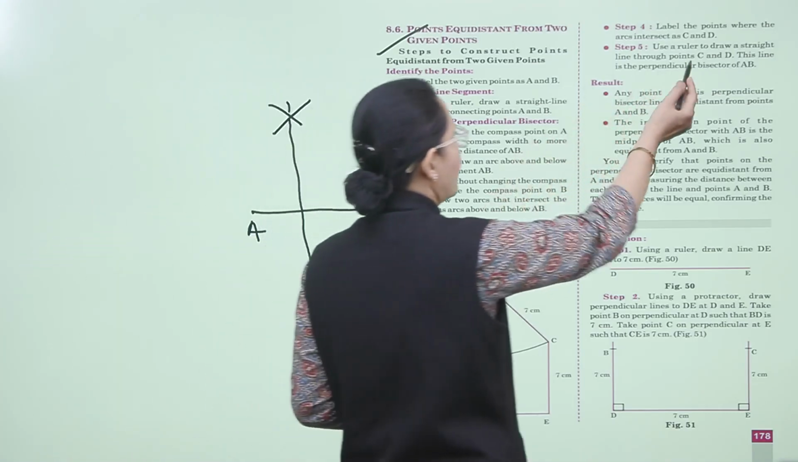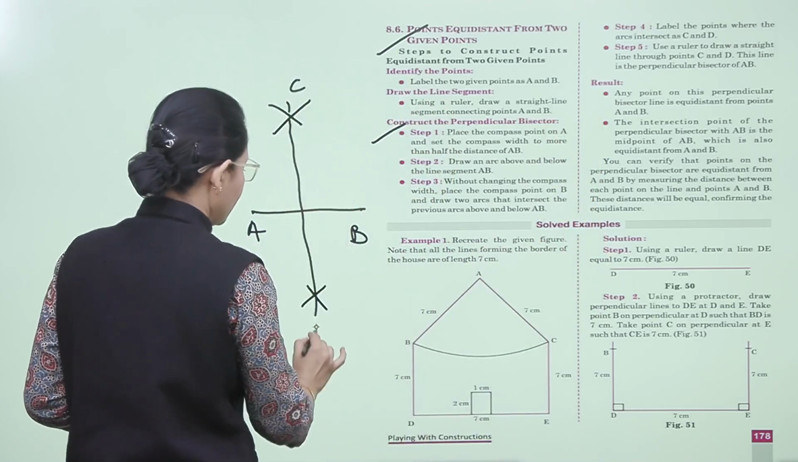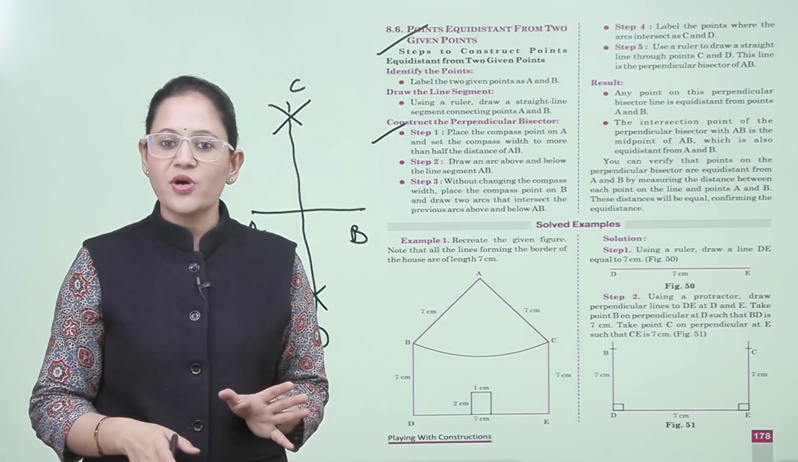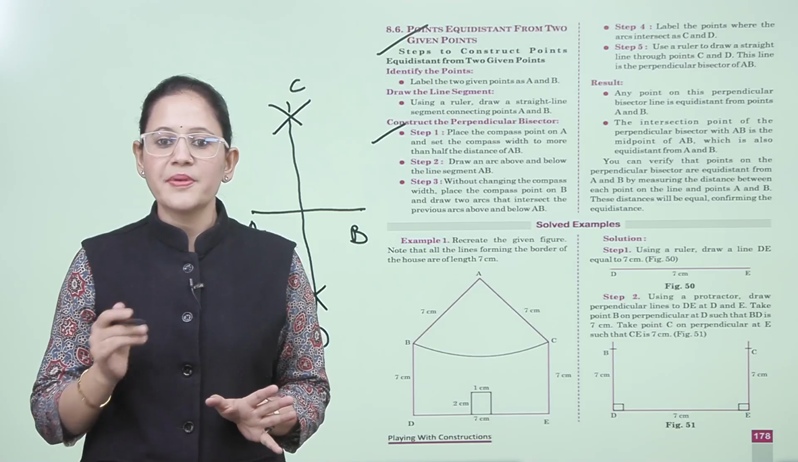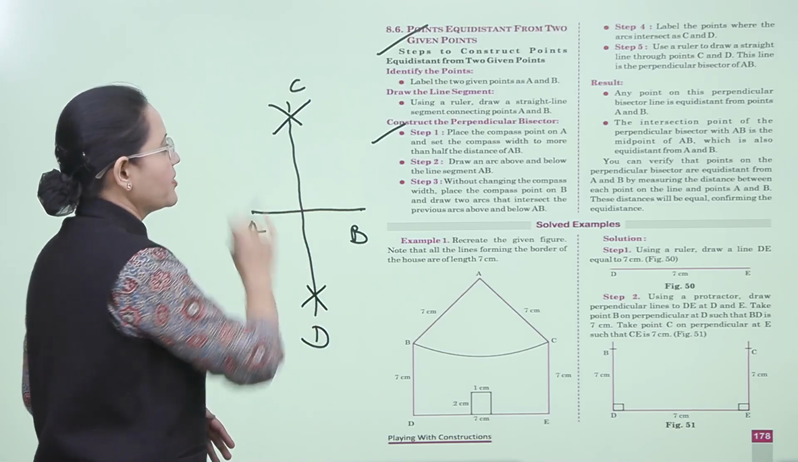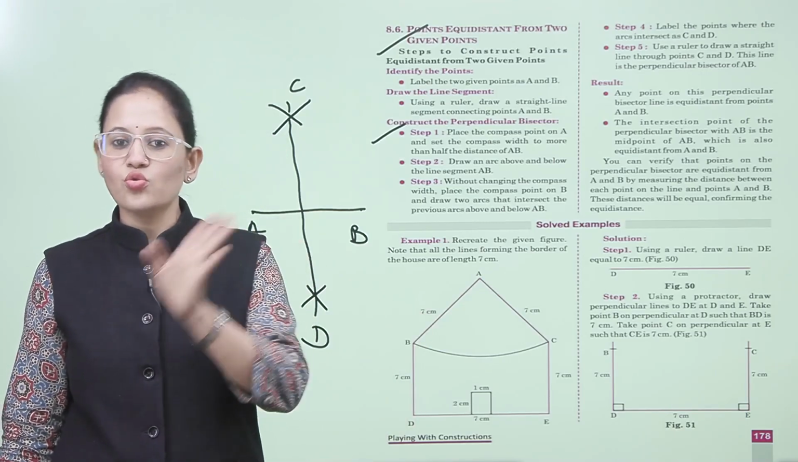Label the points where the arcs intersect as C and D. Use the ruler to join these points. These are the intersection points of the perpendicular bisector. So this line is the perpendicular bisector, and it will divide the given line into two equal parts.